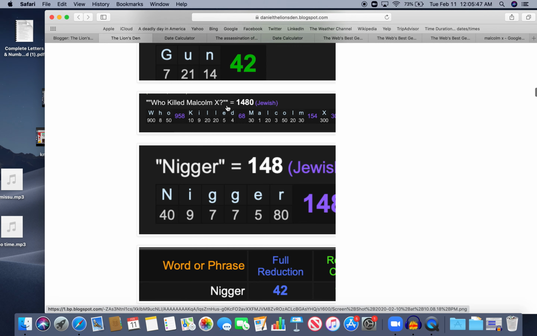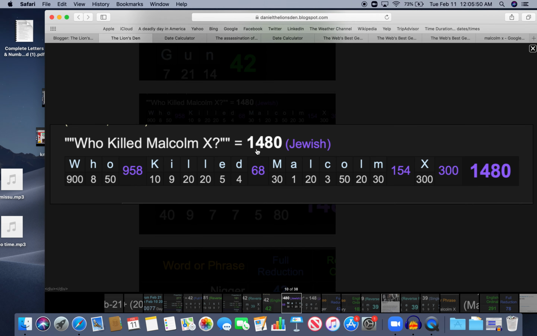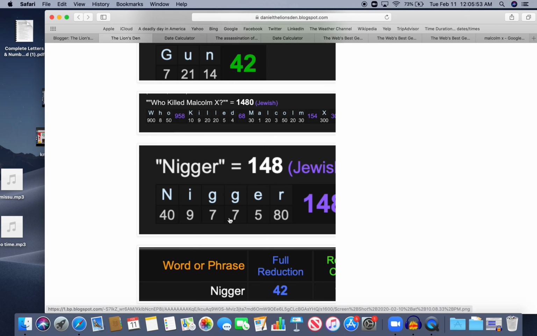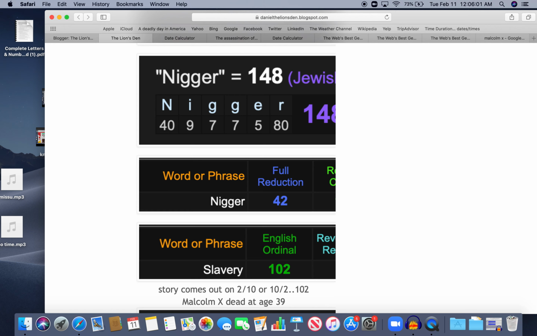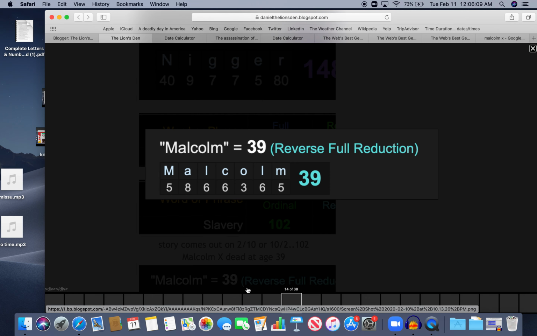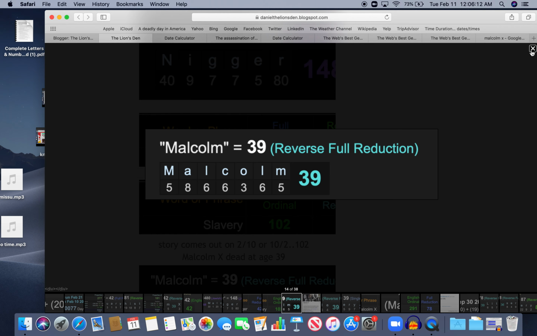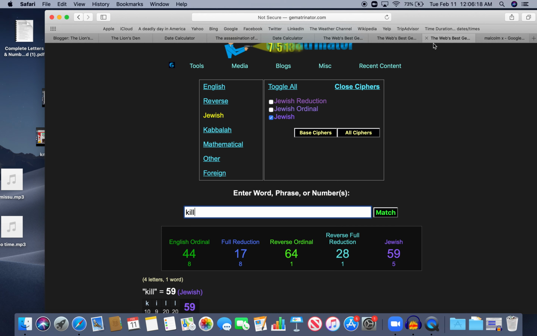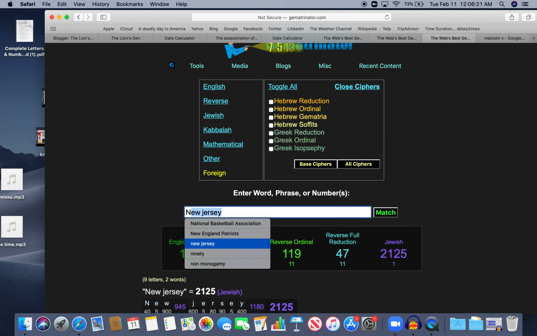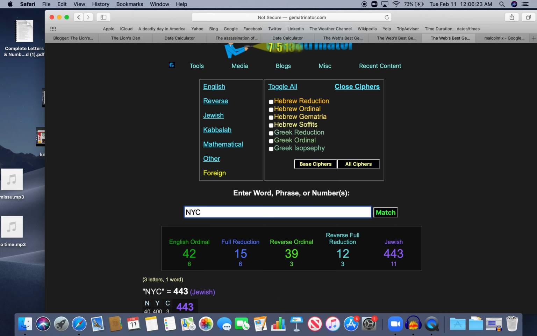And in the Jewish cipher, who killed Malcolm X equals 1480 or 148, just like the N-word, 148. So the story comes out on 210 or 10/2 or 102, like slavery, like the N-word. Malcolm X died at age 39. I'm surprised Malcolm equals 39. He was shot in New York. New York equals 39. New York, the land of 39. NYC 39, also 42. New York.